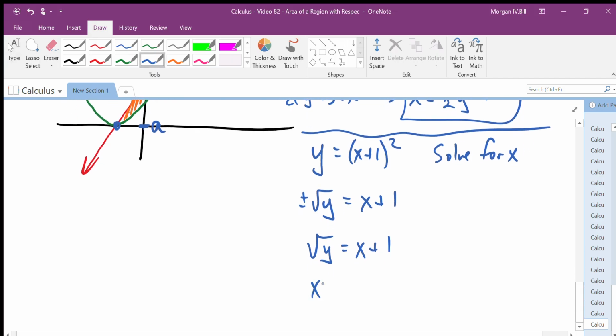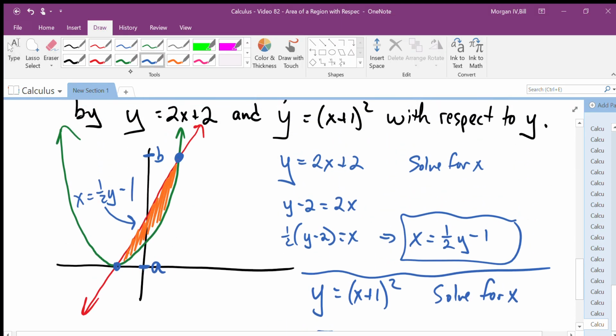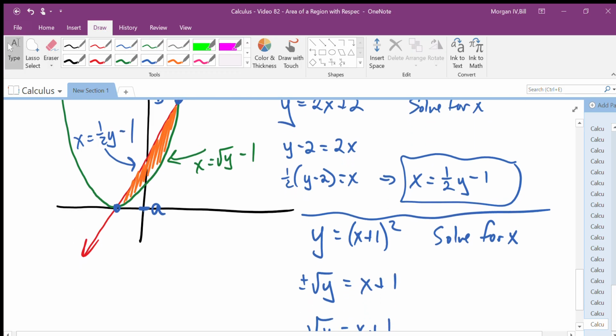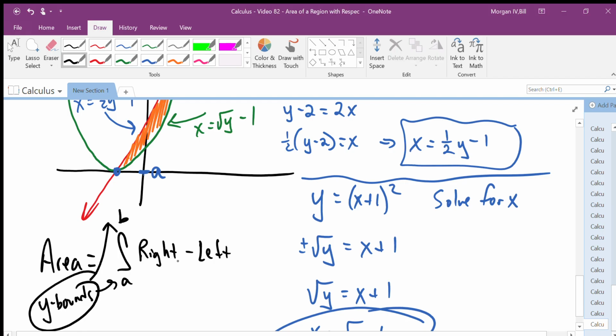Solving for x, I get x is equal to the square root of y minus 1. Right, so that would be this right here, this green curve, x equals square root of y minus 1. And that ends up being my right curve. And so now we can do area is equal to the integral from a to b, y bounds this time, here and here, of the right curve minus the left curve dy.